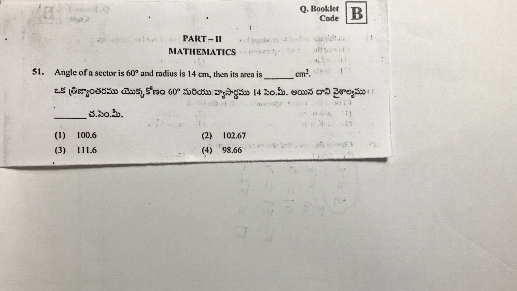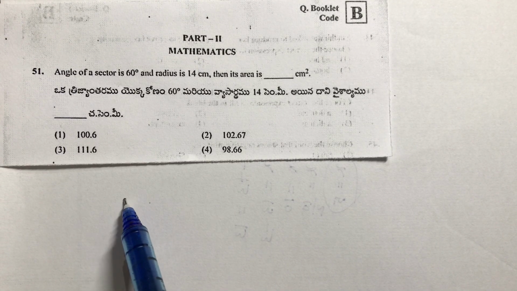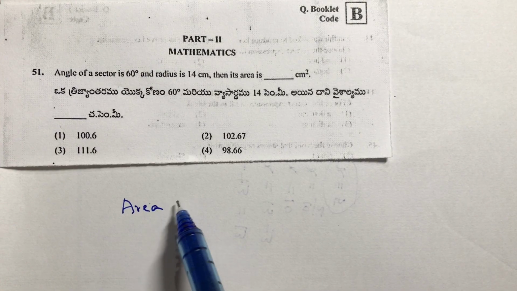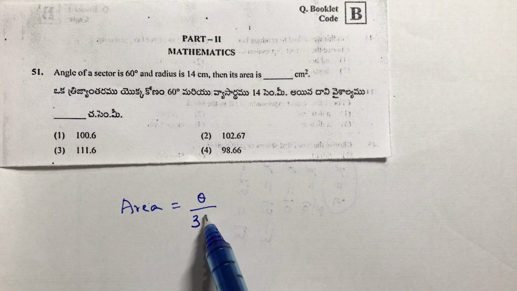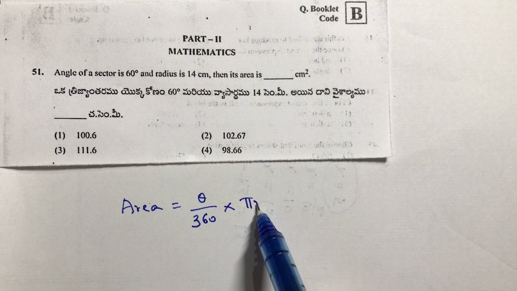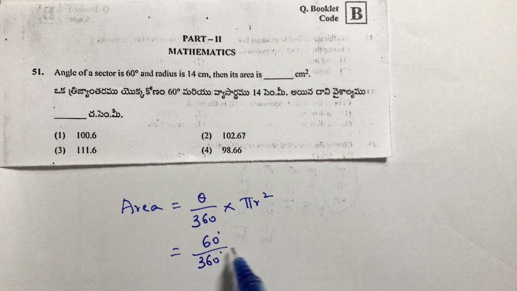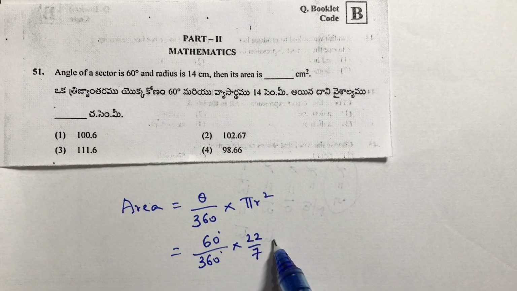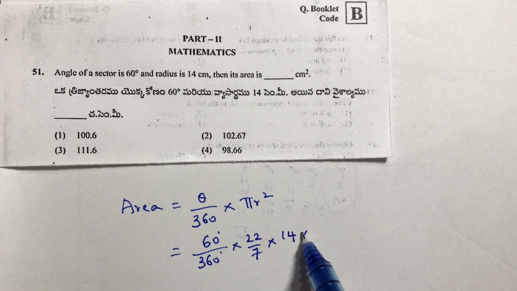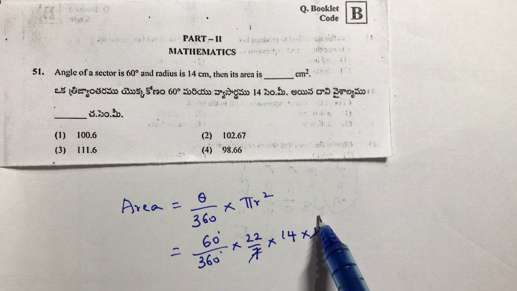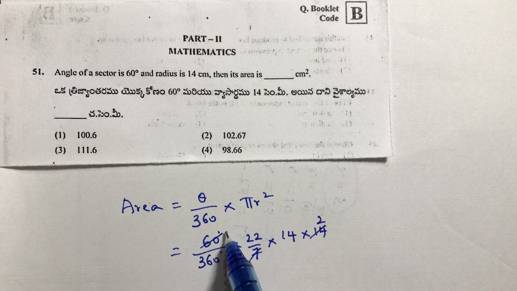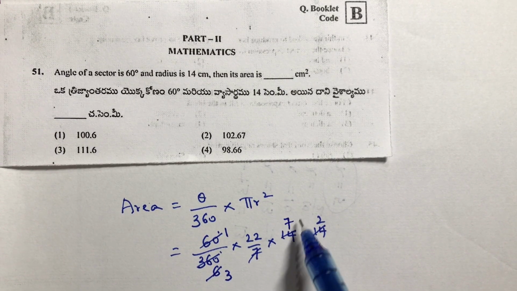If the angle of a sector is 60 degrees and the radius is 14 centimeters, then what is its area? So the area of a sector is theta by 360 into pi r square. 60 degrees by 360 into 22 by 7 into 14 into 14. 7 times 1, 7 times 2, 6 times 1, 6 times 6, 0 0 cancel. 2 times 3, 2 times 7.